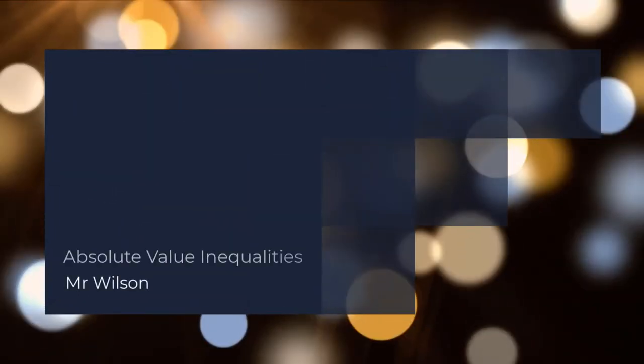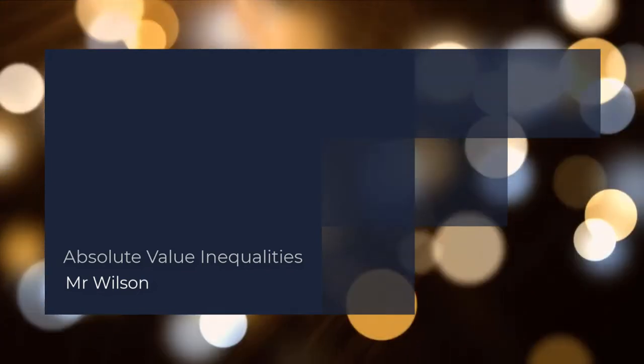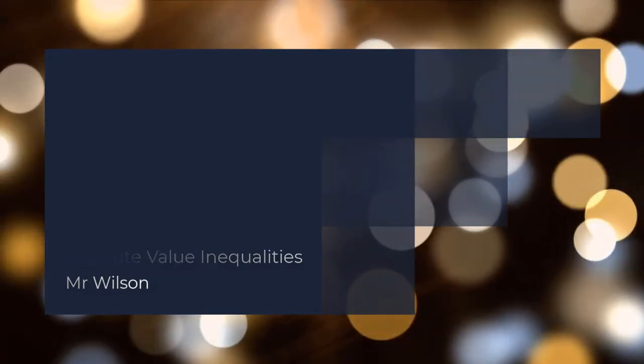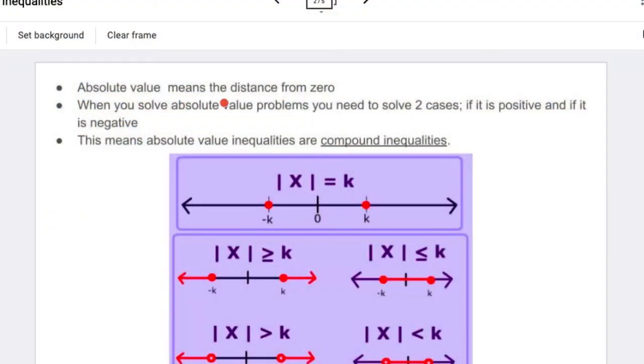Hey mathematicians, so today we're going to keep going with inequalities. Today we're going to be doing absolute value inequalities. Since you all did the vocabulary, you know that absolute value means the distance from 0. So if I say the absolute value of 2 or negative 2, it's still just 2. So when you solve absolute value problems, you solve two cases.